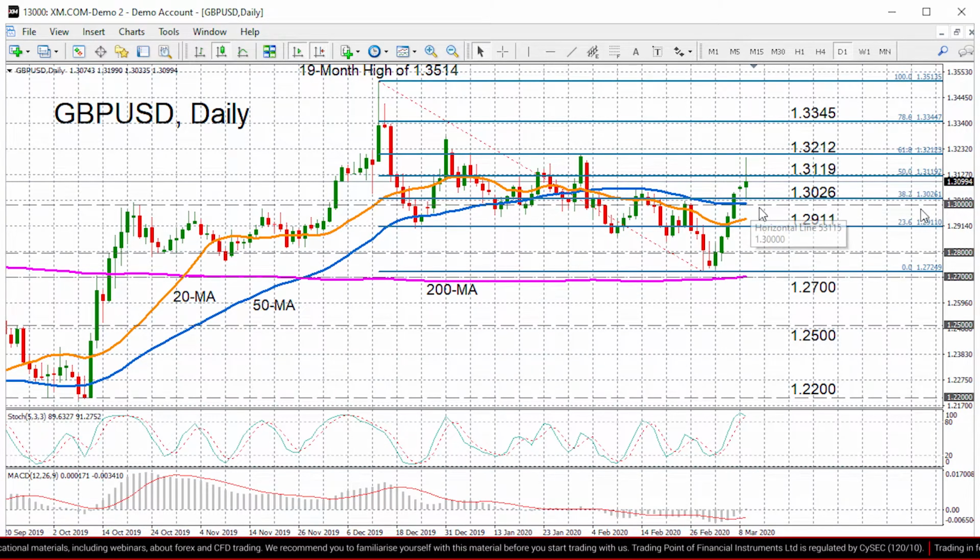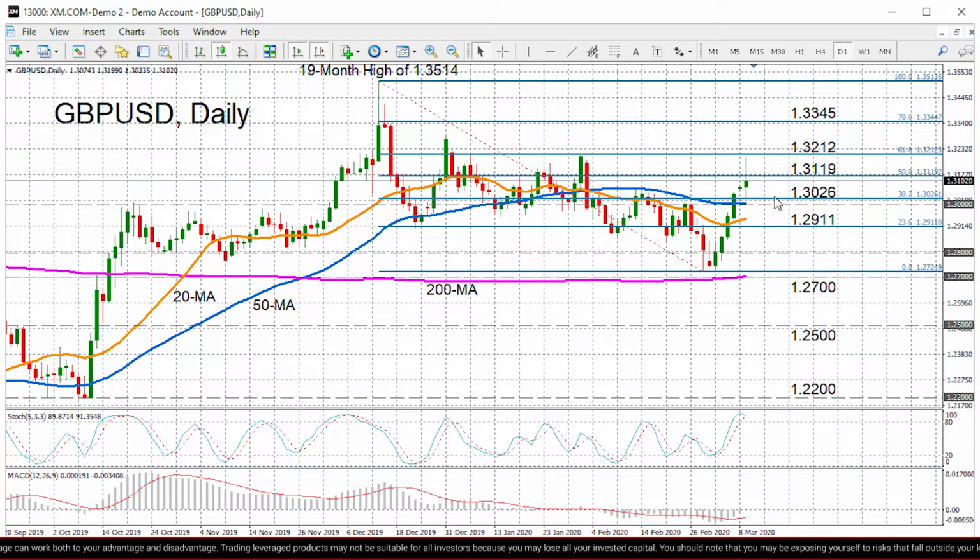50-day MA currently lies. Below that, we've got the 23.6% Fibonacci at 1.2911 of the down leg from 1.3514 to 1.2725. Slipping below those levels could increase the downside pressure, and we could see pound dollar returning to a more negative picture. Though in the medium term, at the moment at least, pound dollar is comfortably holding within its neutral range.